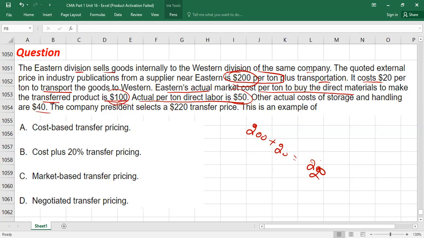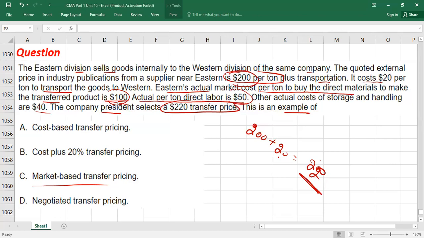The company's president selected $220 as our transfer price. On the other side, the cost is 190. And this 220 is the example of the market price. It is market-based transfer pricing, because the market price is 220. To calculate market price, should you always add the transportation cost? If you have to pay it, obviously it will be part of that.